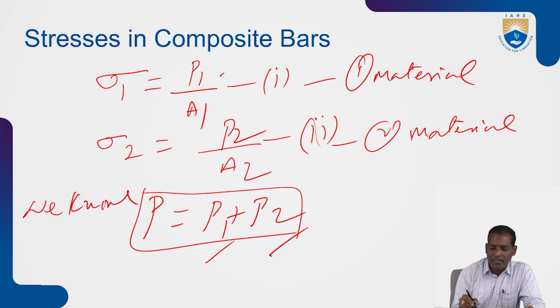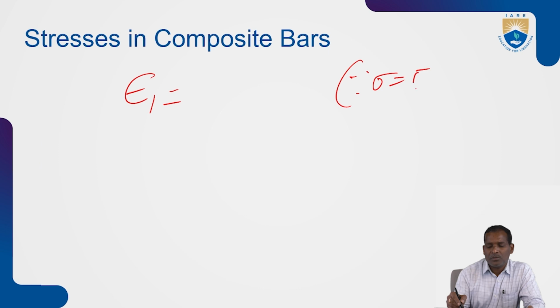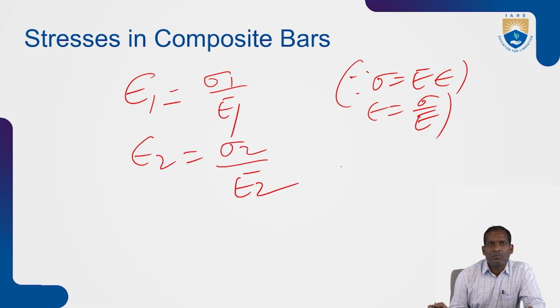So before calculating this, find out the strains. Strain 1 is equal to, as per Hooke's law, sigma is equal to Young's modulus into strain. So now you can calculate strain 1 as sigma 1 by E1, and strain 2 as sigma 2 by E2.